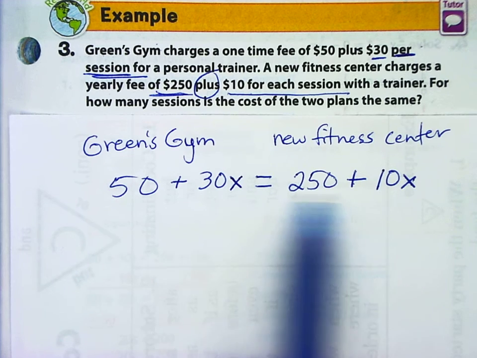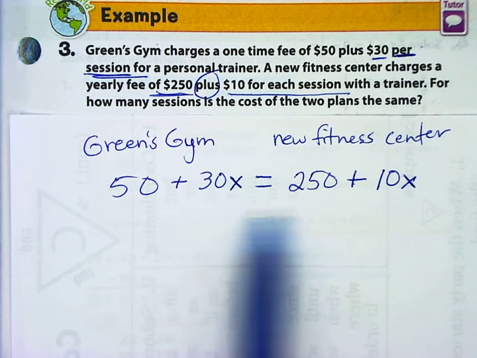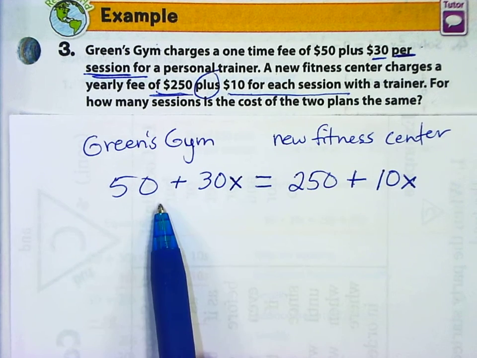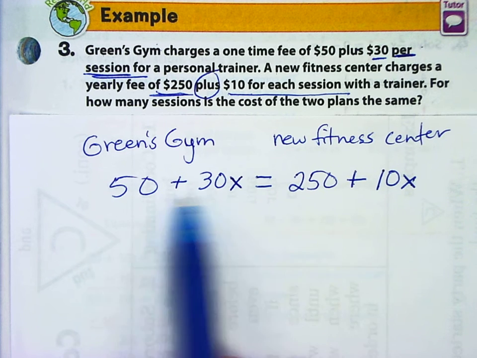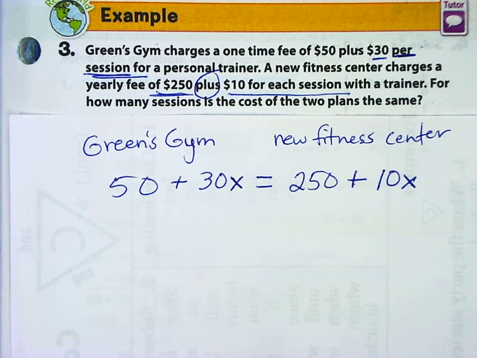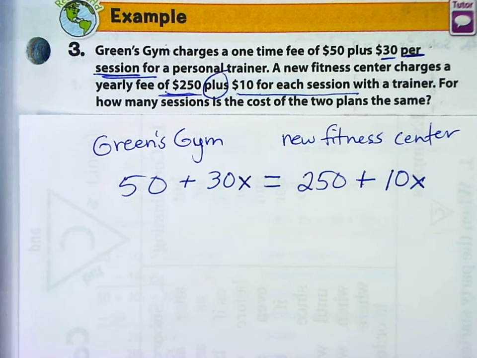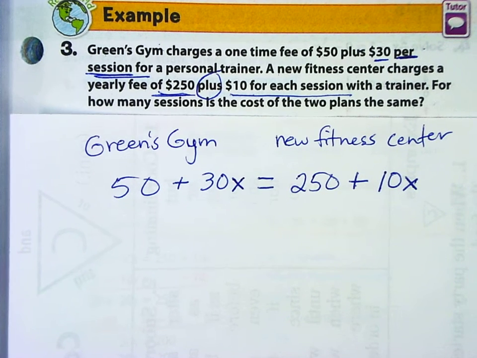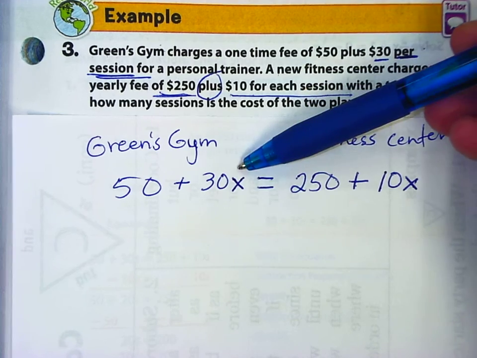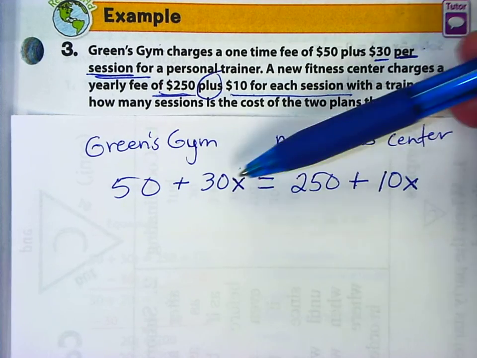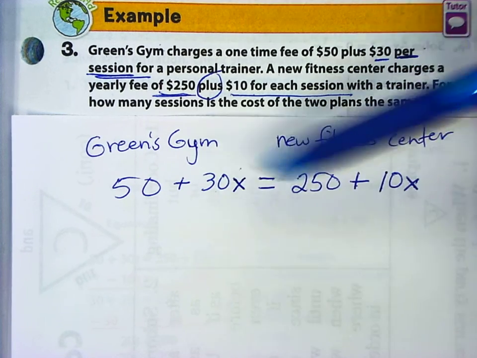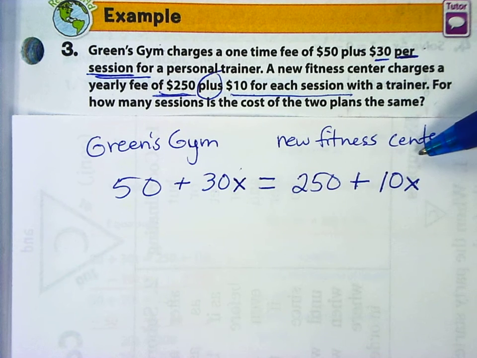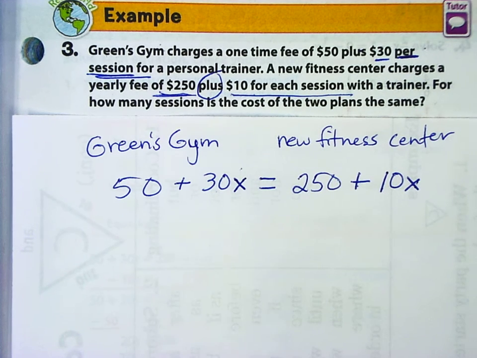So it's kind of hard to tell how many sessions you're going to have to buy in order to pay the same amount, because they both charge different amounts. So if we set this equation up and now solve it, we'll be able to figure that out. Okay, so I have two different numbers that have an x next to them. I need to pick one of these and move it to the other side. I want all my x's on one side.